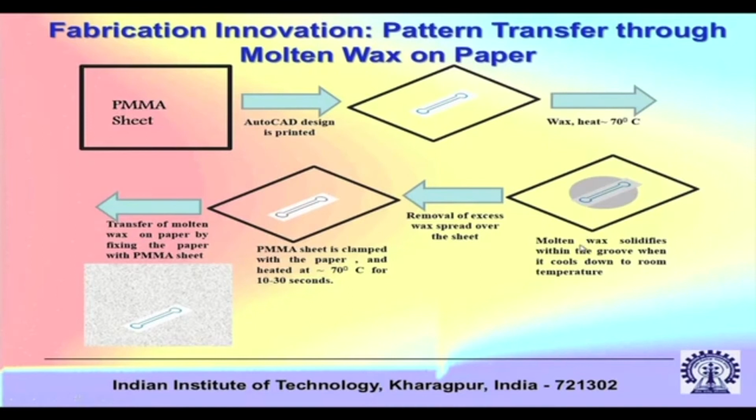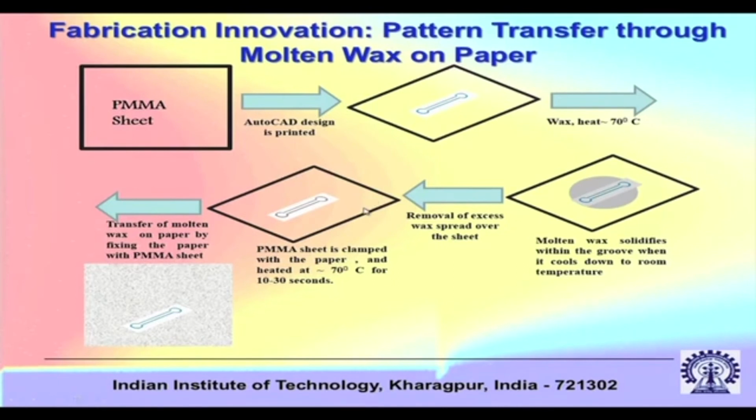At this temperature molten wax solidifies within the groove which is made. Molten wax solidifies when it cools down to room temperature. So this basically melts the wax at 70 degrees centigrade, and when you bring it to room temperature, it will solidify, and it will solidify in the groove, but there will be some excess wax.